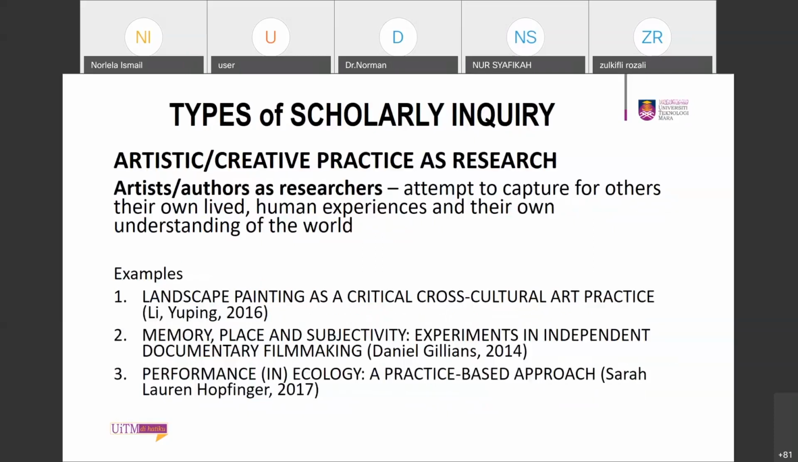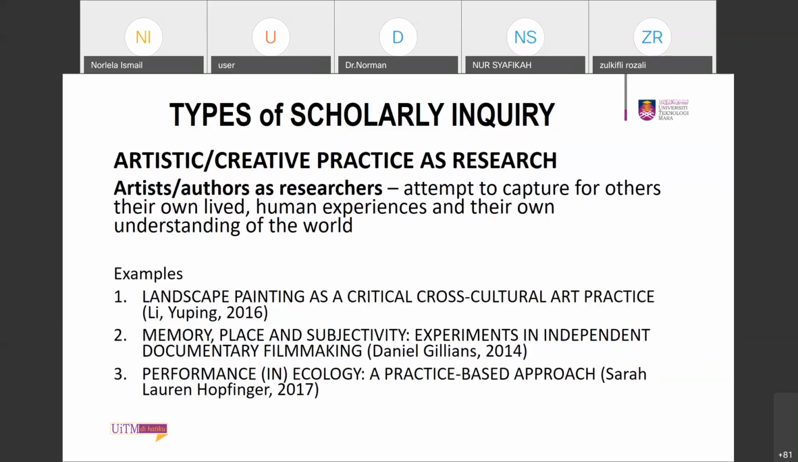And another one, this is quite contemporary, quite current, where any artistic or creative practice is now considered also as a form of scholarly inquiry or as academic research.